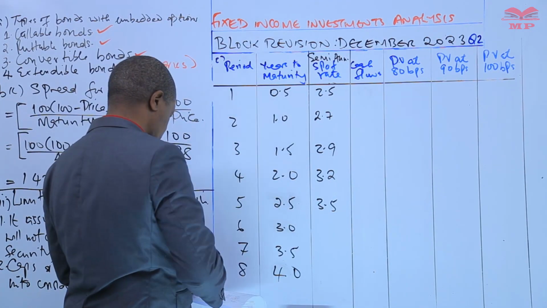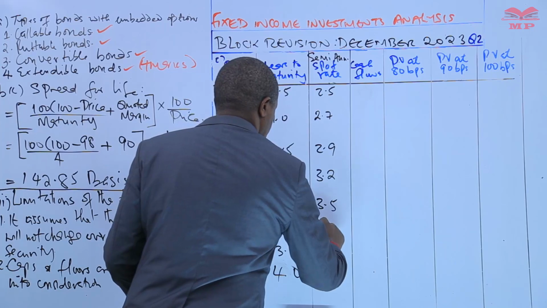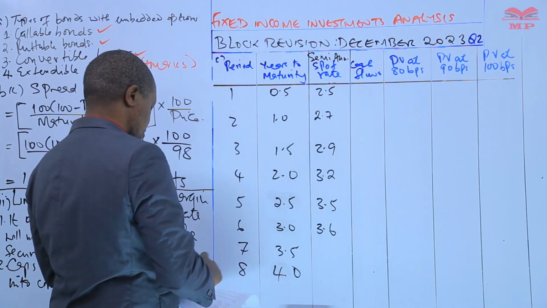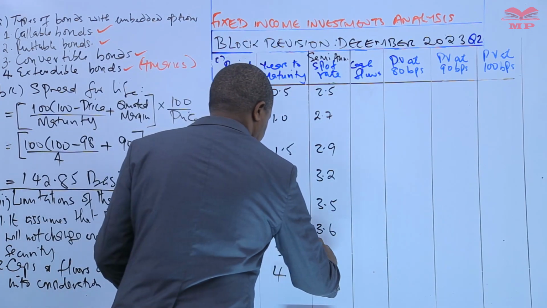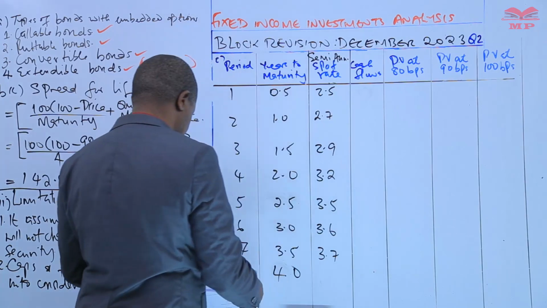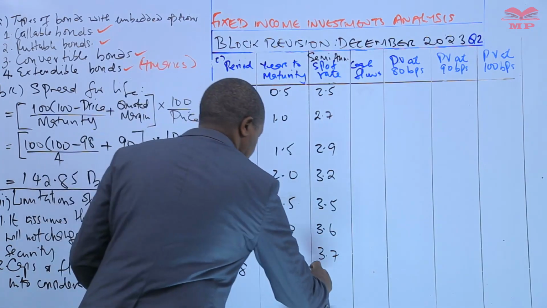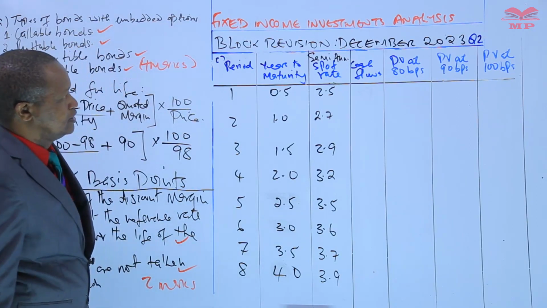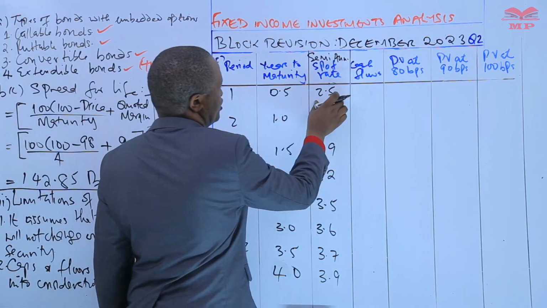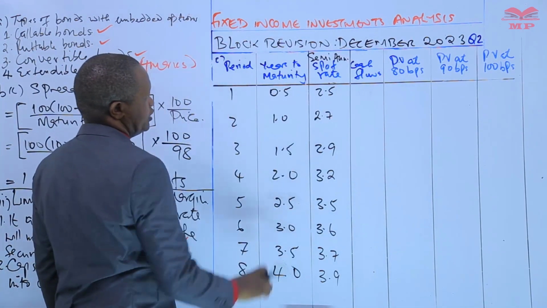Number 6, 3.6%. Then 7 equals 3.7%. Then lastly, 3.9%. These are the semi-annual spot rates for each period.